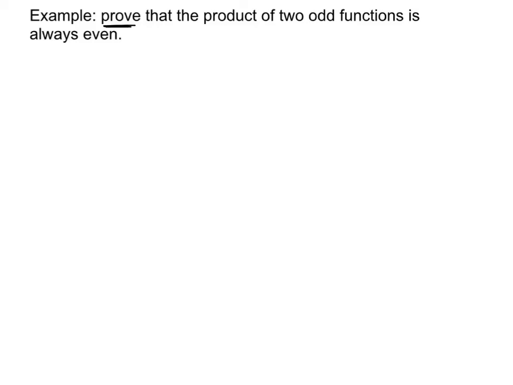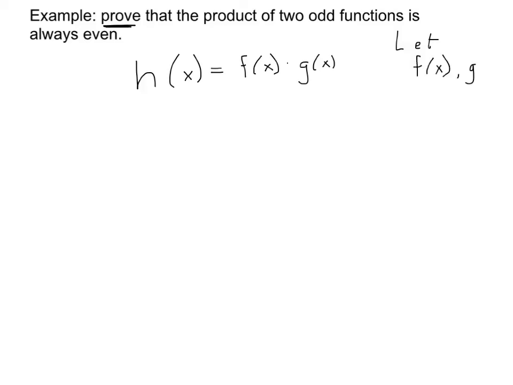So what we're going to do is make up a function. I'm going to make up a new function called h of x, which is f of x times g of x. And over on the side, I'm going to state, let f of x and g of x be, well, we want these two functions to be odd. So I'm just going to say, heads up, those functions are odd. Let's look at what happens to h of x. Let's look at what happens to the product of these two things.